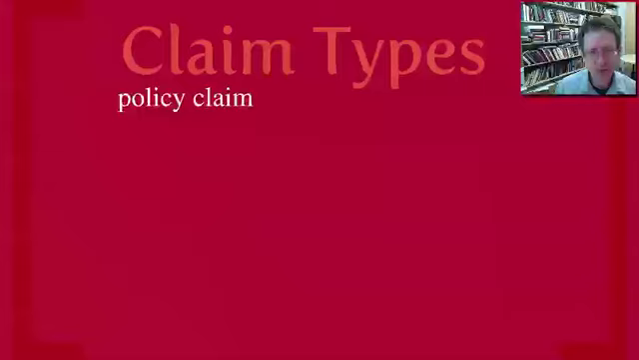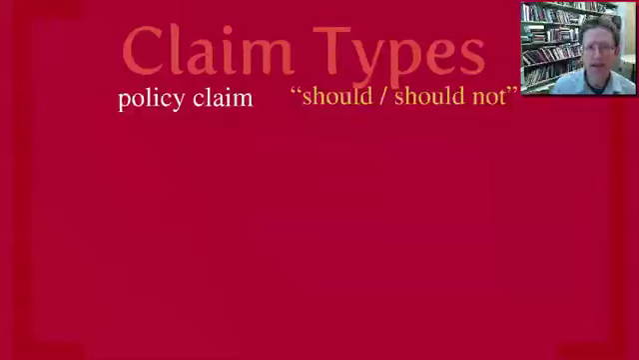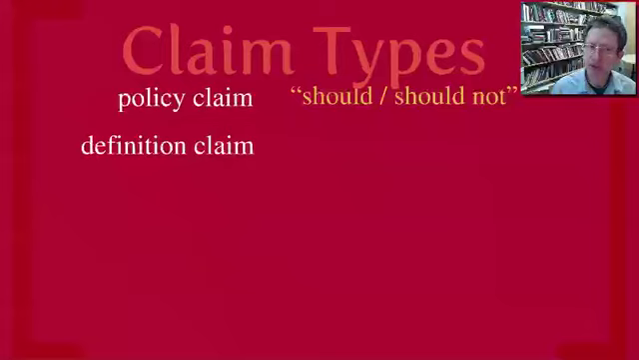5 different claim types. The first of these is a policy claim. That is characterized by some kind of statement like should or should not. And I'll show you examples here. The second is a definition claim. And that is characterized by a declaration of what something is or is not.